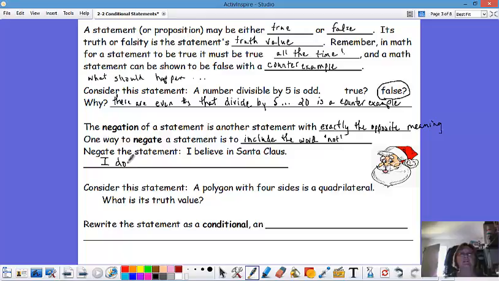And then I'd say, well, I'm sorry for you. I don't believe in Santa Claus. That's a negation. And a negation gives a statement the exact opposite meaning.